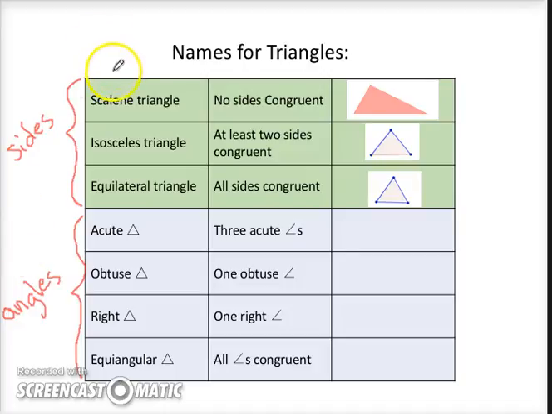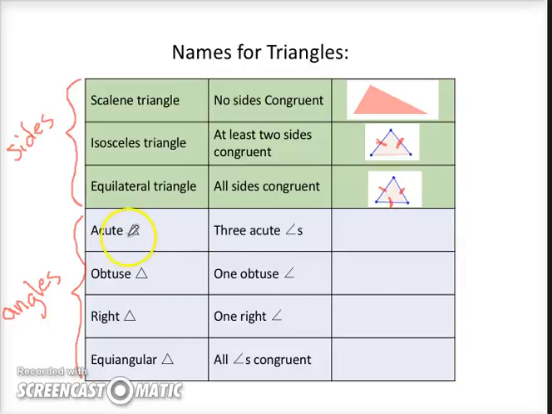So a scalene triangle has no sides congruent, and this is a picture of how that might look. An isosceles triangle has at least two sides congruent. So we have this side and this side congruent in this triangle. An equilateral triangle has all three sides congruent. So in this diagram, I could mark all three of these sides congruent.